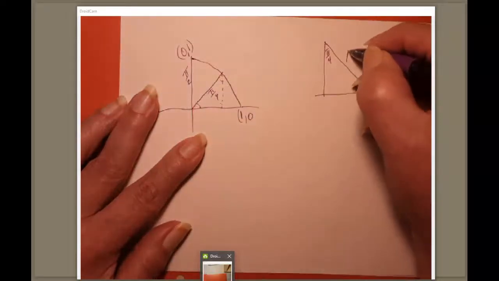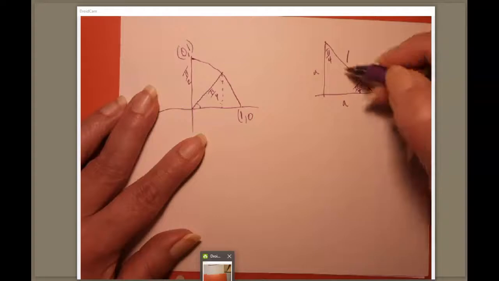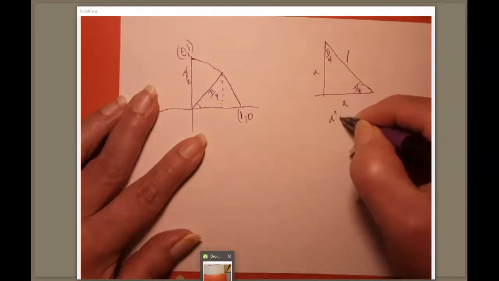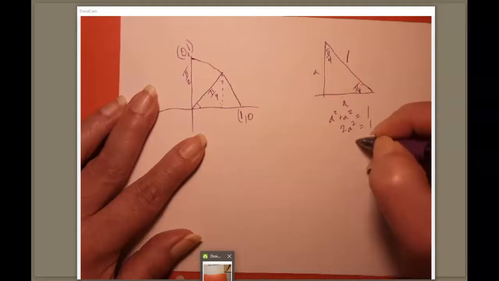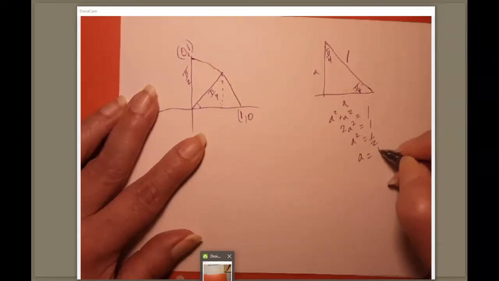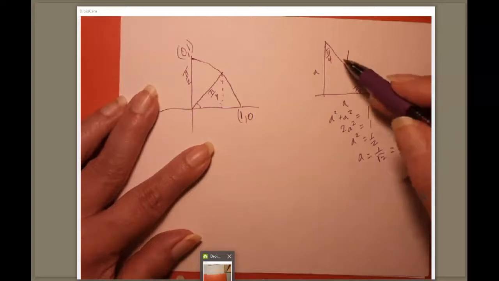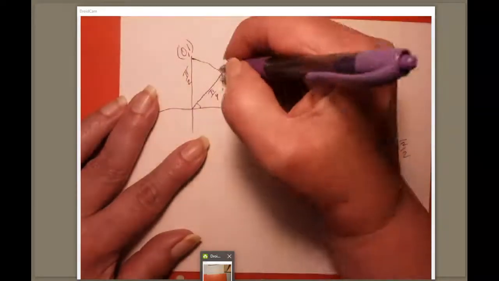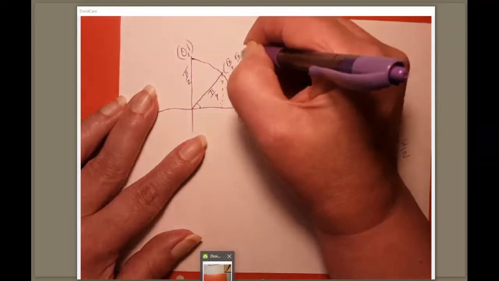So if this is 1, how do we get the other sides? Well, this is a and this is a because they're both the same. So I have a squared plus a squared equals 1. Which gives me 2a squared is equal to 1, or a squared is equal to 1/2, which gives me a is equal to 1 over the square root of 2, taking the square root. And it's a distance, so I want the positive 1. And we usually write this as square root of 2 over 2. So it comes from our 45, 45, 90 triangle. So this is square root of 2 over 2, square root of 2 over 2.